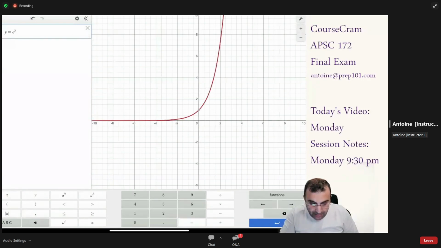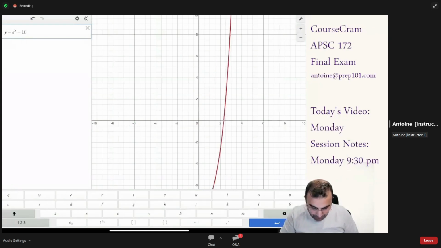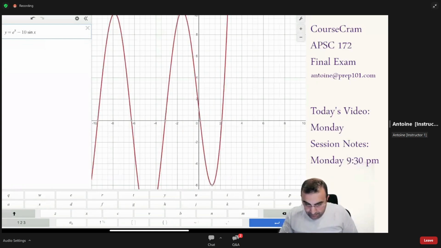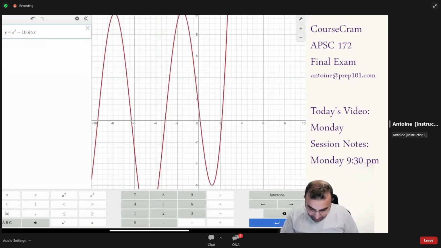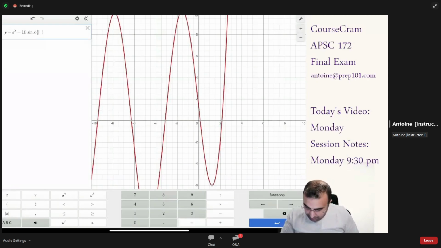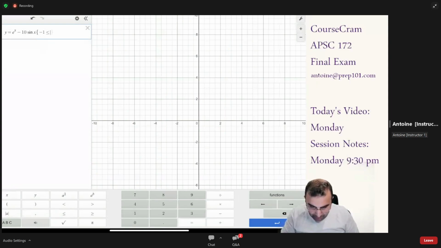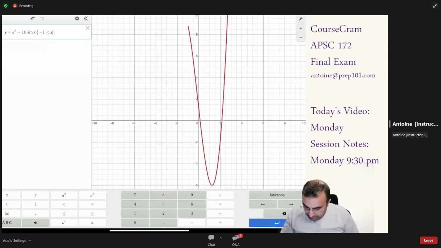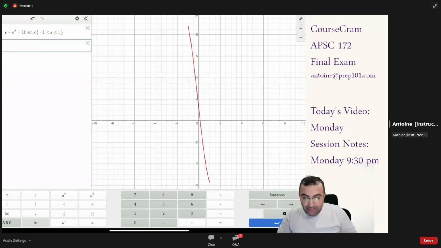So e to the x minus 10 sine x. And then let's make this from minus 1 less than or equal to x less than or equal to 1. Again, this cannot be your exam. Let me say that again, because you don't know how to graph this. So this is very, very difficult.